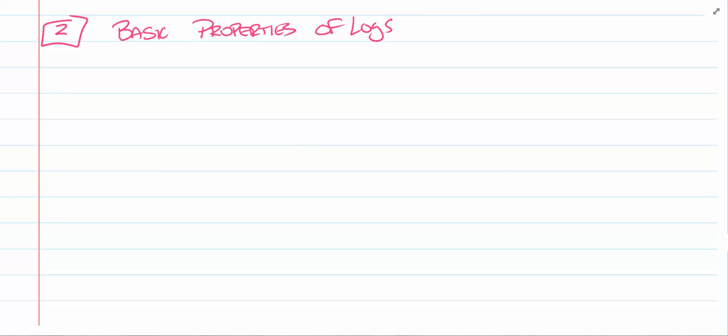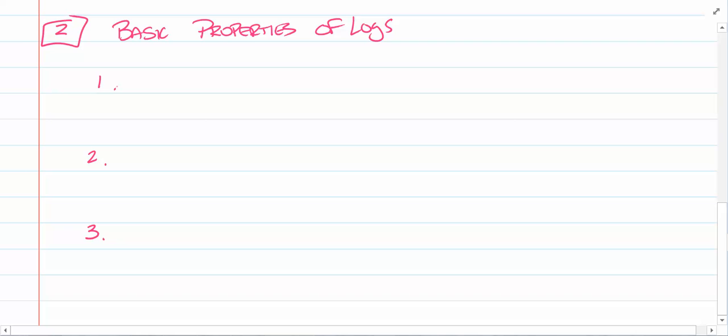All right, there are 3 basic properties of logarithms that we're going to be responsible for knowing and knowing how to use. We're going to be expanding logarithms and condensing logarithms using these 3 properties. So there are 3 of them, so I'll label this out for you: 1, 2, 3. Leave yourself a little bit of space in between.